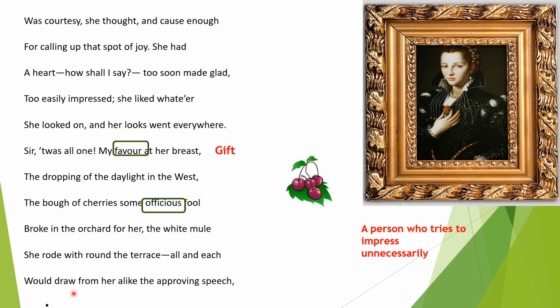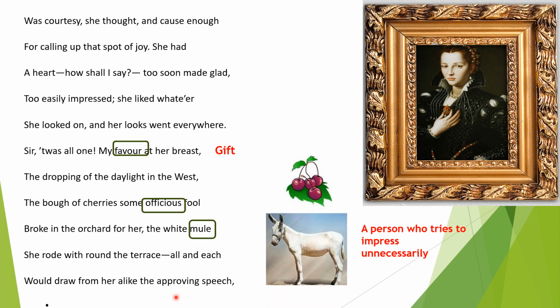Then the white mule she rode with round the terrace. Mule is like a horse. That was white in color, on which she rode around the terrace. All and each are the same for her. So there is no difference between my expensive gift, the sunset, the bough of cherries given by a fool, and then a white mule on which she rode. All are equal to her.